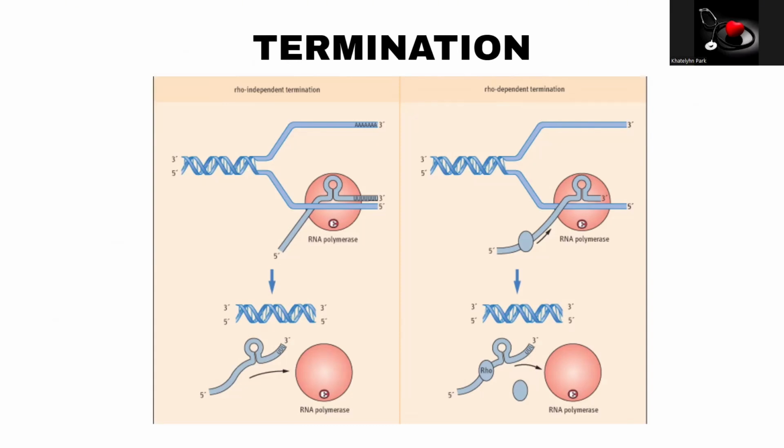The combined tension from the hairpin loop structure and the weakened uracil-adenine pairing causes the mRNA transcript to detach and fall off the RNAP, thereby terminating the transcription.